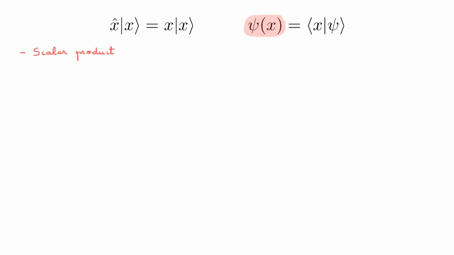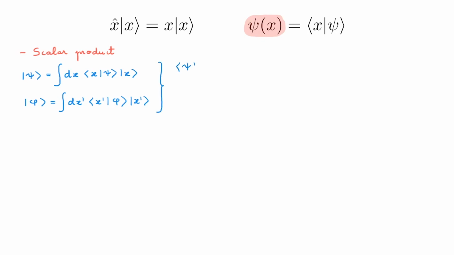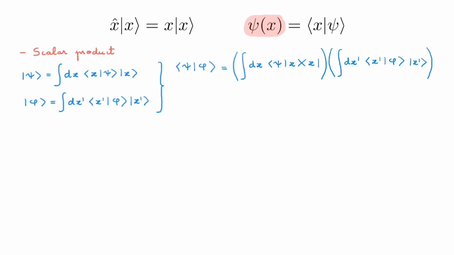So let's consider a first state psi in the position representation, integral over dx, bracket of x with psi, psi of x, and the second state, phi in the position representation as well, integral over dx prime, bracket of x prime with phi, phi of x prime. We can now calculate the scalar product between these two states as the bracket between psi and phi, and plugging in the expansions in the position representation, we obtain integral over dx psi star of x bra x, integral over dx prime, ket x prime phi of x prime. Rearranging this expression, we get integral over dx, integral over dx prime, psi star of x, bracket of x with x prime, phi of x prime.